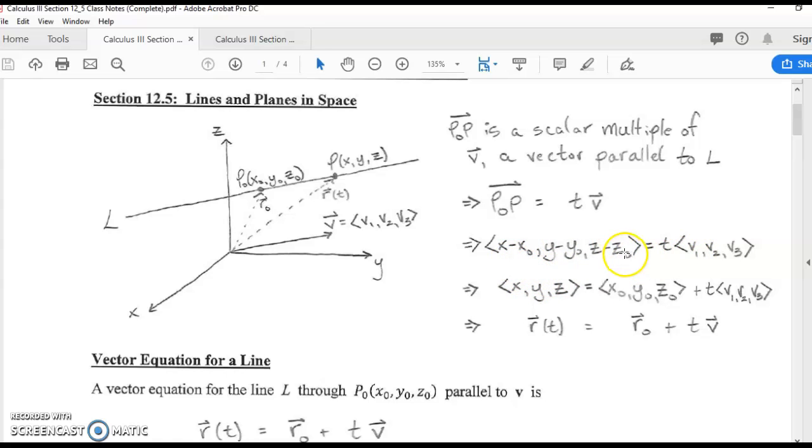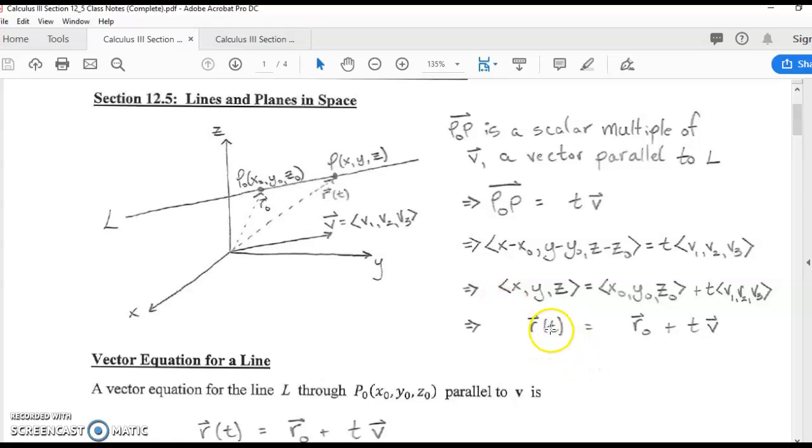But I could also break these components up into x, y, and z as one vector, and then take out the x naught, y naught, and z naught and bring it to the other side. So in other words, the vector x, y, z is equal to the vector x naught, y naught, z naught plus t times the vector v1, v2, v3. So this vector here, x, y, z, is actually pictured here. I drew it with dotted lines. I didn't want it to clutter up our picture. It's the vector from the origin to the point P.